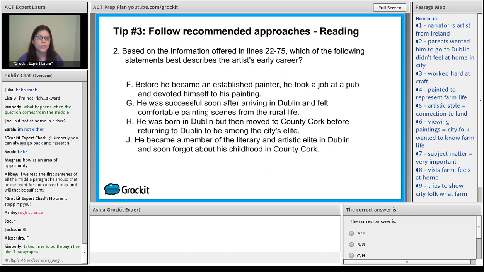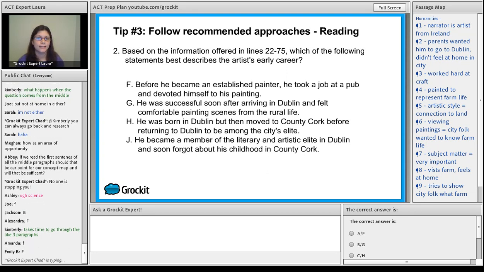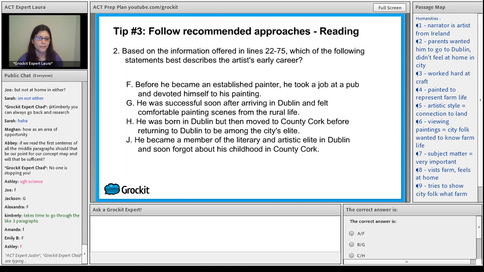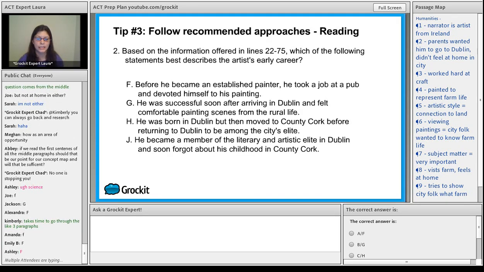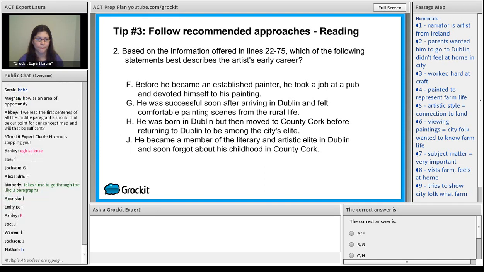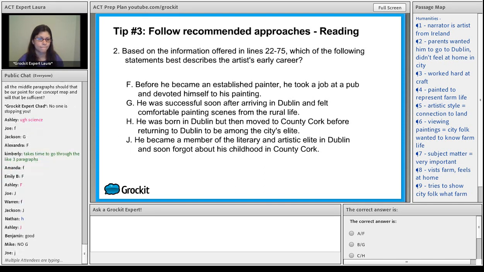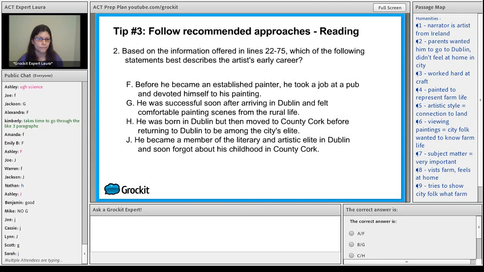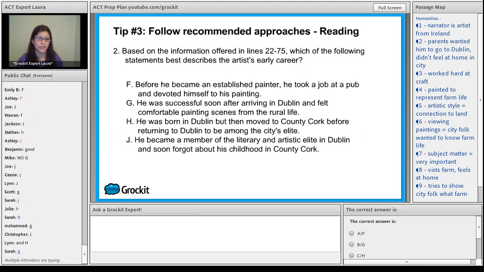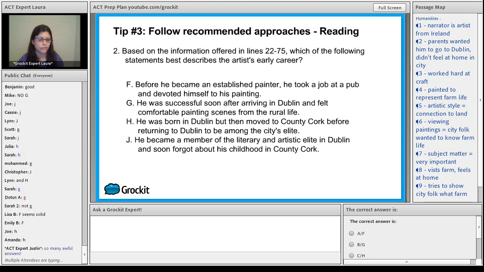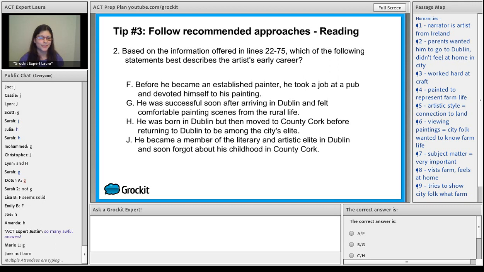Which answer choice seems the least realistic? Do people go and instantly find fame? Which answer choice seems the least realistic? I would say, I was thinking G, but J also looks really terrible. And then why can't we do answer choice H? What's wrong with H? He wasn't born there. What? He was born on the farm.